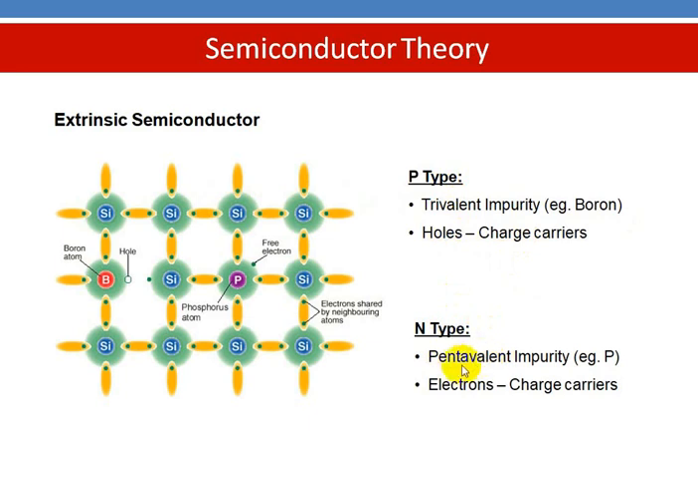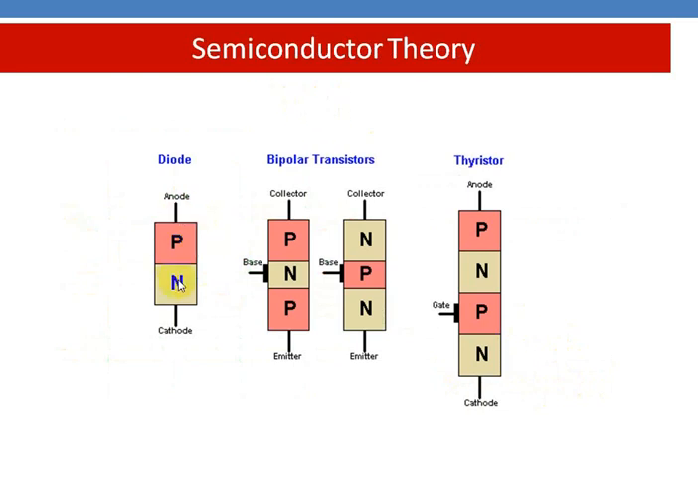In the n-type material, we add a pentavalent impurity, phosphorus. Phosphorus has 5 electrons in the outermost shell. So 4 will be paired with silicon, and 1 free electron will be left. Therefore, if you add a pentavalent impurity, electrons will be the charge carriers. With P and N layers, we can form different devices. We can form a diode if we combine the P and N regions. Here, with the two regions sandwiched, we get a diode. It has anode and cathode terminals. Anode is taken from the P layer, cathode is taken from the N layer.